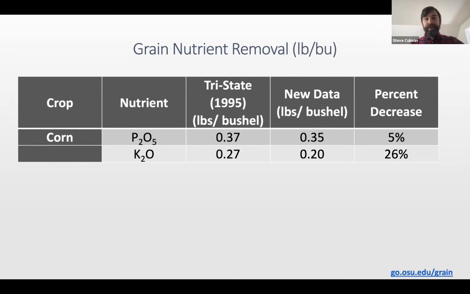That nutrient concentration in the grain has dropped over time, and that's likely due to selecting for yield. As hybrids get more and more productive, we're seeing those crops doing more with less, packing more energy, more carbohydrate or starch, into the grain relative to K or P.